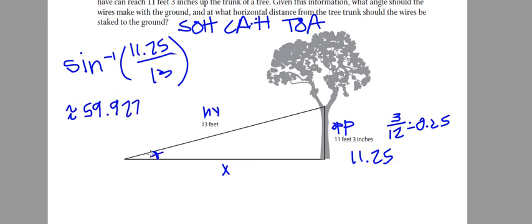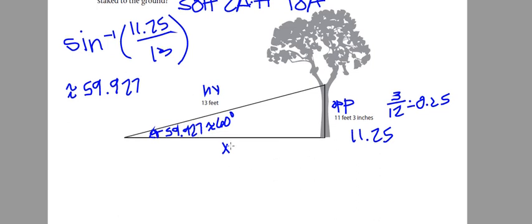So this angle right here, the angle that the wires need to make with the ground, is 59.927, which is about 60 degrees, of course, but for the sake of using trig, we're going to keep it a little bit more specific at 59.927. So the next thing that we're going to do is we're going to find this angle measure.